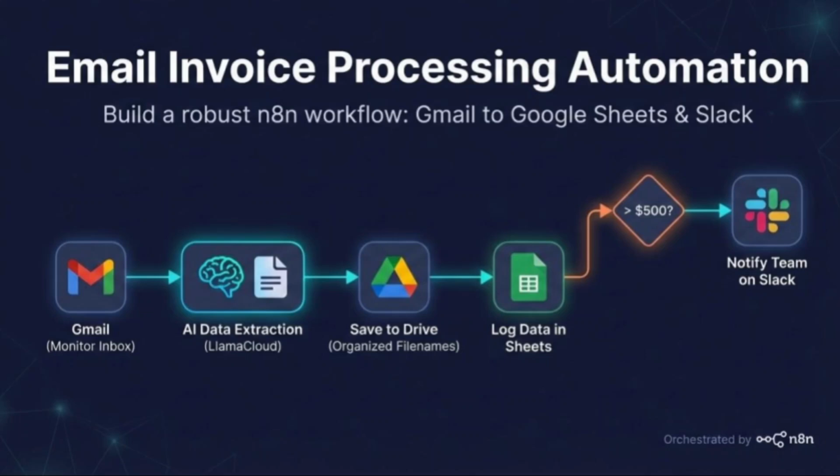Hello everyone. In this video, we are walking through an automation that watches your Gmail inbox for invoice emails, uses AI to extract the data, saves everything to Google Drive with organized file names, and locks it all in Google Sheets. If an invoice exceeds $500, it will notify your team on Slack.